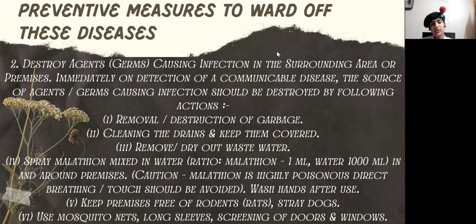Caution, malathion is highly poisonous. Direct breathing, touch should be avoided. So please see to that. Then wash hands after use. Obviously, this is very important. Then keep premises free of rodents, rats, stray dogs, right? Six is use mosquito nets, long sleeves, screening of doors and windows. Clear?